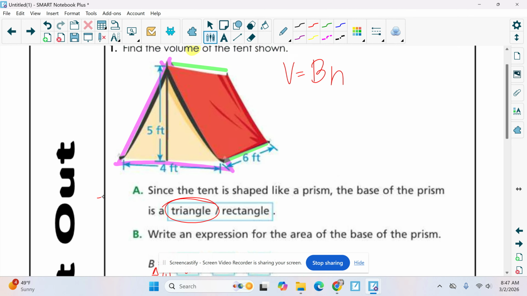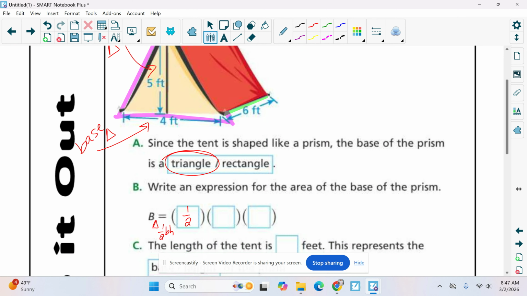4. This is the base of the triangle. What's the height of my triangle? 5. This is the height of the triangle. So 1/2, 4 times 5, which equals what? What's 1/2 times 4 times 5? Well, half of 4 is 2, and 2 times 5 is 10.